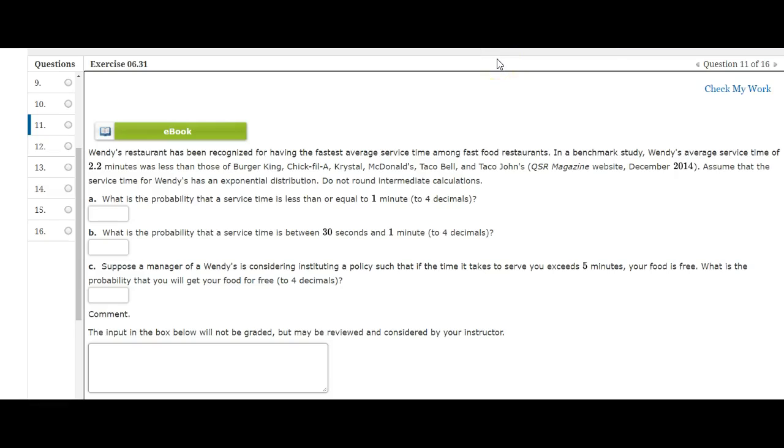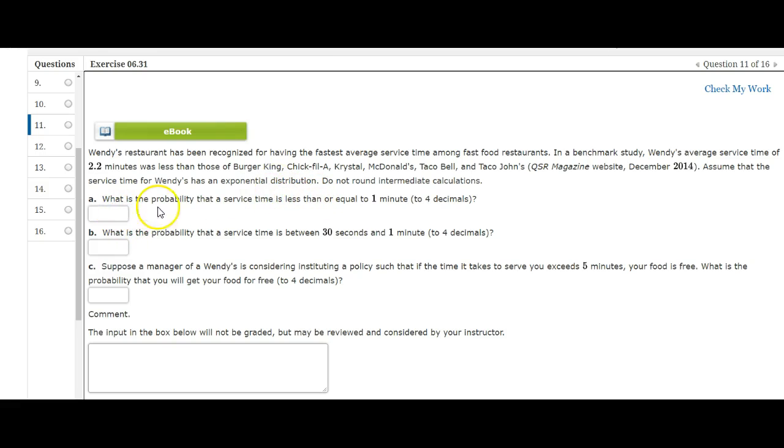Okay, we're going to take a look at problem 11 in the chapter 6 assignment. And this is about restaurants, and nobody likes to wait for their service at restaurants. So supposedly Wendy's has an average service time of 2.2 minutes, and that's less than all their major competitors back in 2014. Assume that the service time for Wendy's has an exponential distribution. Exponential distributions are often used to determine the probability for wait time situations.